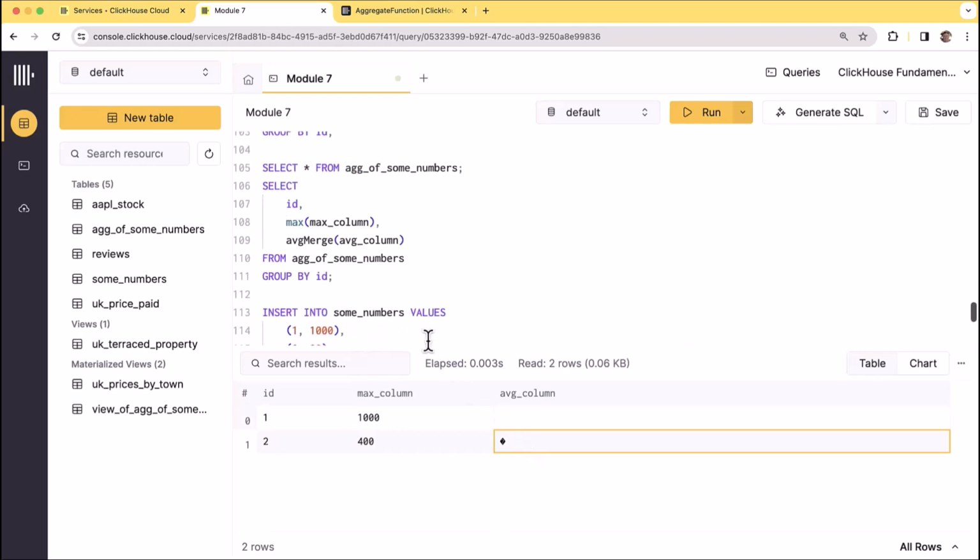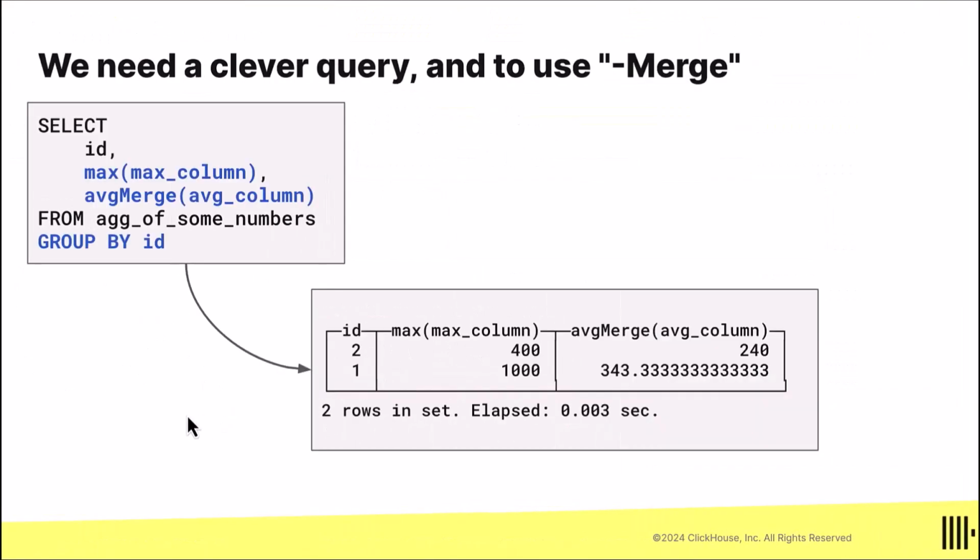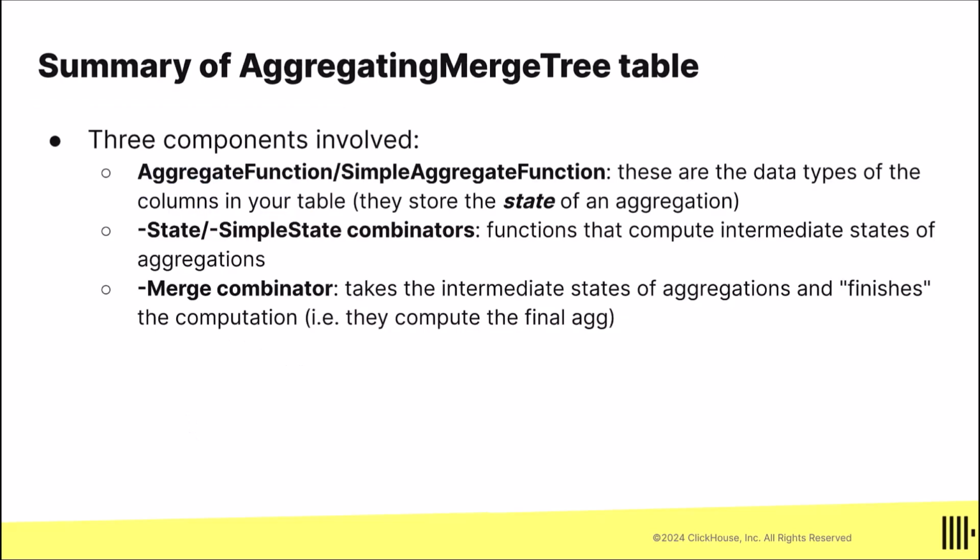All right. So it's a 3-step process of creating the destination table using AggregatingMergeTree, using state functions to populate that table, and using merge functions to view the final result. And so these 3 components make up the whole process, the whole steps through it.